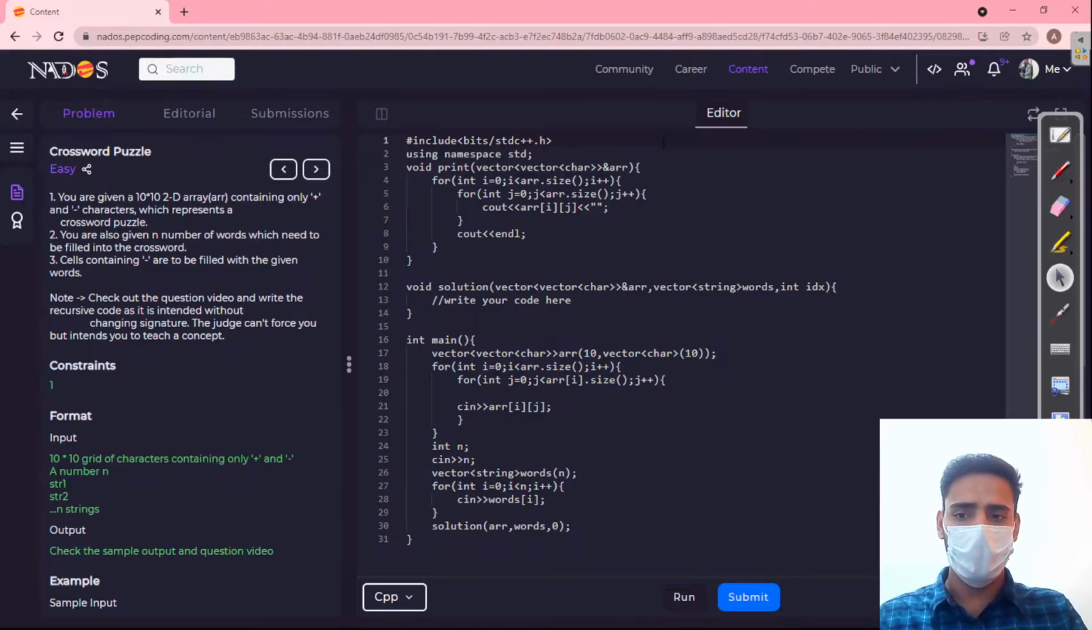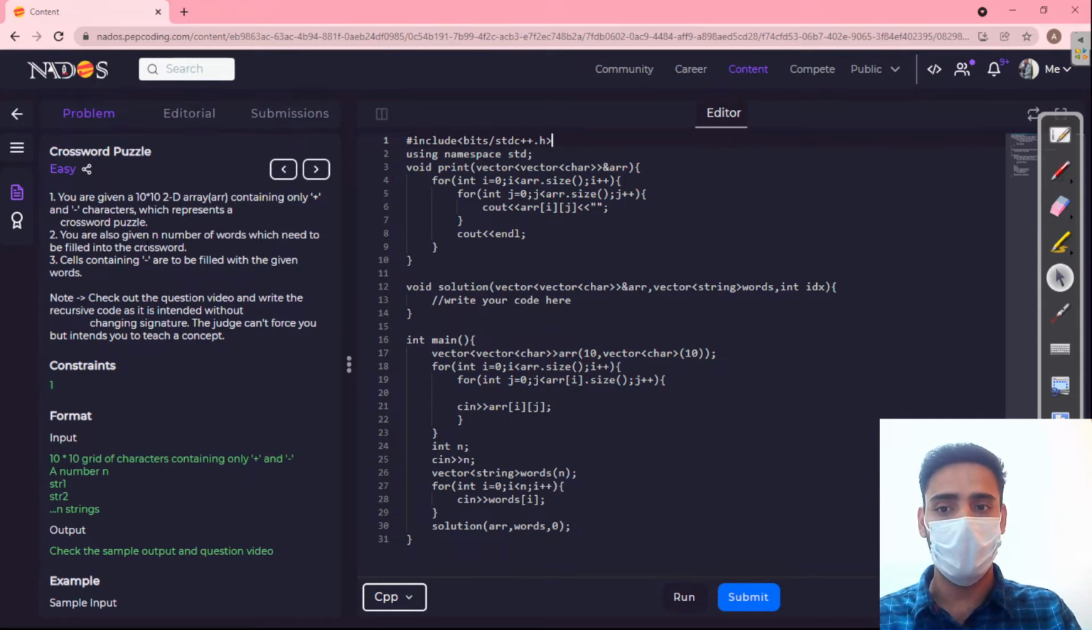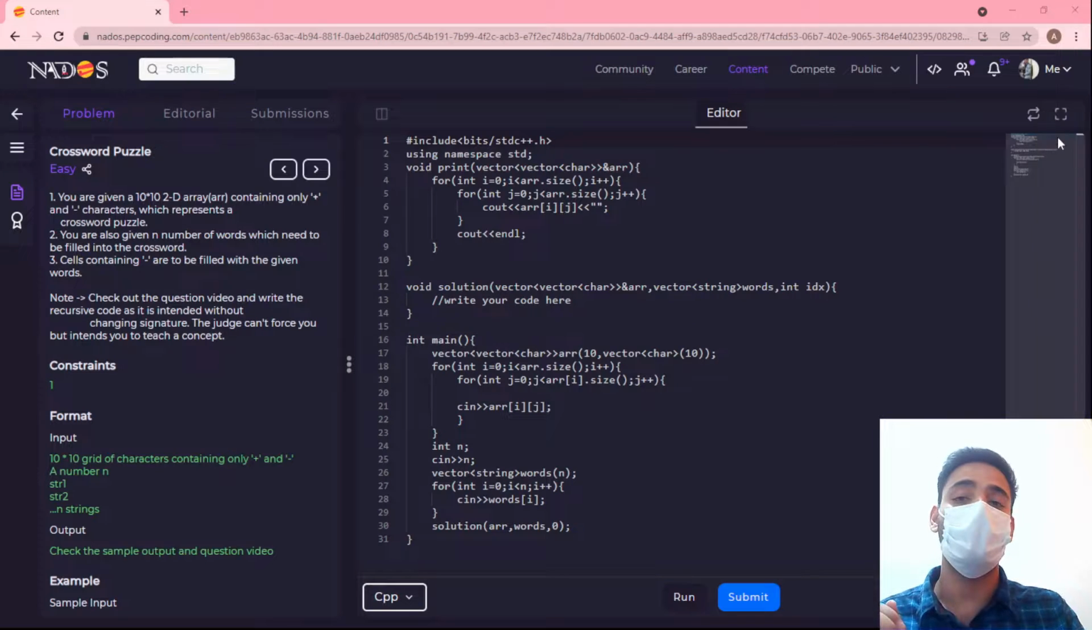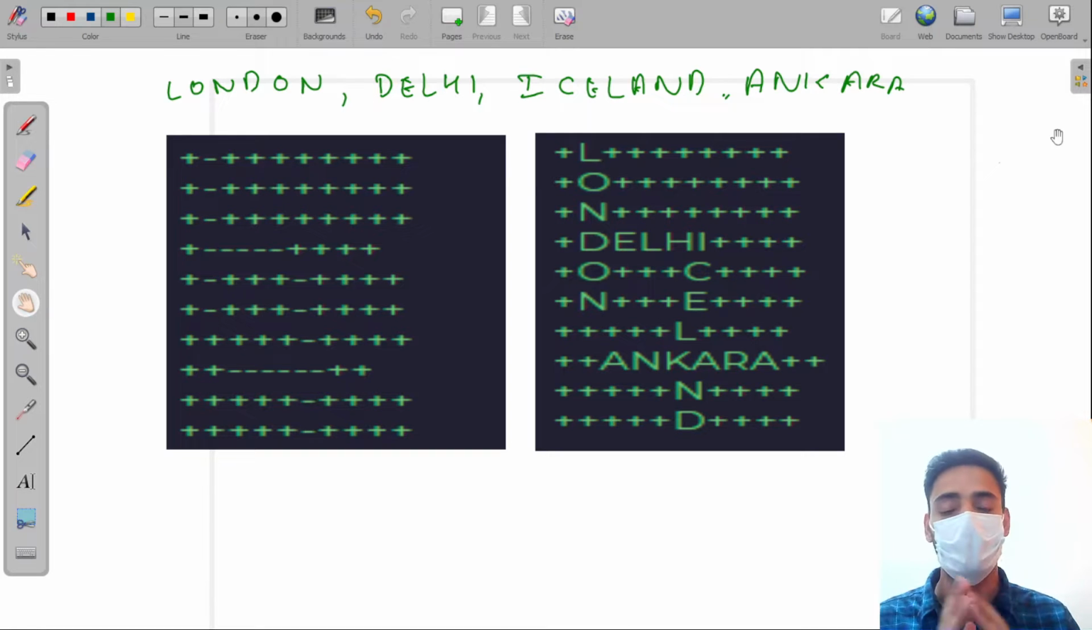In this question we are given a 2D array of 10 cross 10, and in that array we are given plus and minus. Minus represents a vacant space where we can fill our words, and we are given some n number of words that we have to fill in that crossword, that 2D array. So let's go to the board and discuss this question in depth. After that we'll try to code this problem.